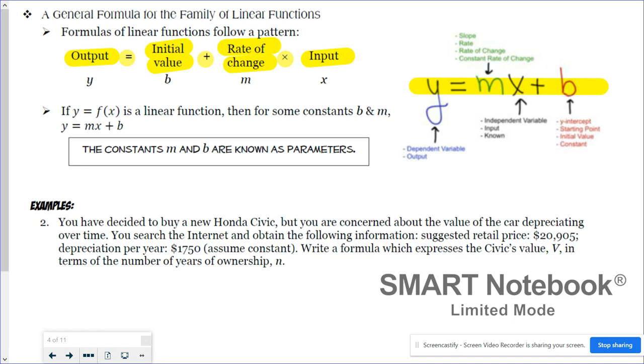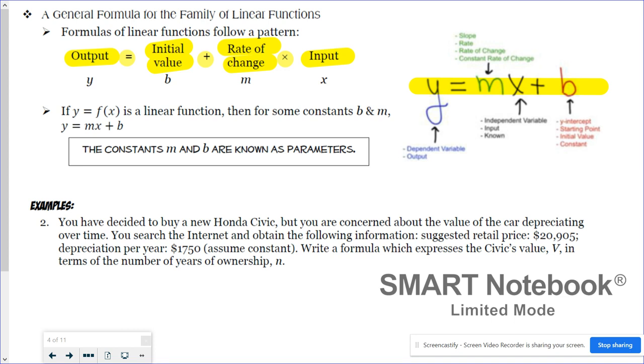Now the constants m and b are parameters, and we are frequently asked to interpret the meaning of the parameters in a contextual situation. So the coefficient of x, which we commonly call the slope, in a word problem we wouldn't want to call it slope. We would want to refer to it as the rate of change. The initial value could be the starting value of the situation, or it could just be a value that remains the same throughout, okay?